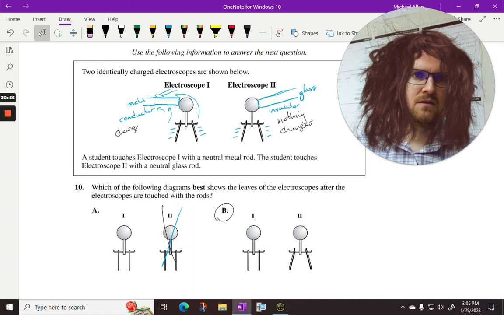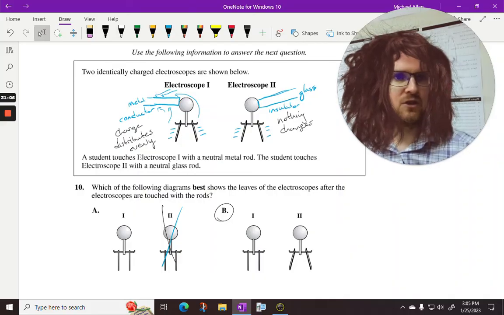Charge distributes evenly. All right, so it's going to take some of the charge.